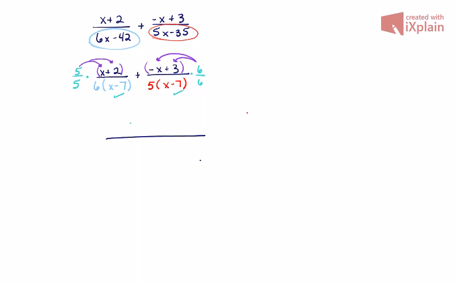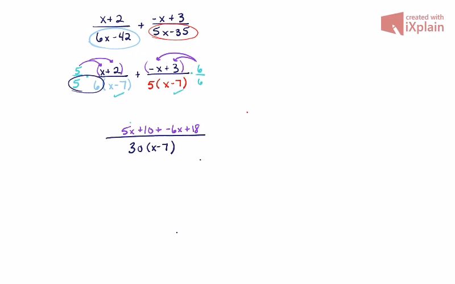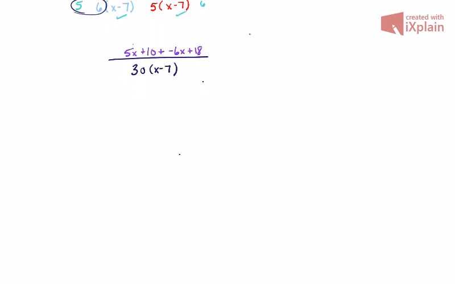To save us a little bit of time, we will have a common denominator of 30 times x minus 7. Since these two numbers are relatively easy to combine, I went ahead and combined them. And then on top, we will have 5x plus 10 plus a negative 6x plus 18. Okay. So again, we can go ahead and combine our like terms where we see them. I do see that I have a positive 5x and a negative 6x, so that is going to leave me with negative x. And then I also have a positive 10 and a positive 18, so that's going to give me positive 28. And that's going to be all over that denominator of 30 times x minus 7.